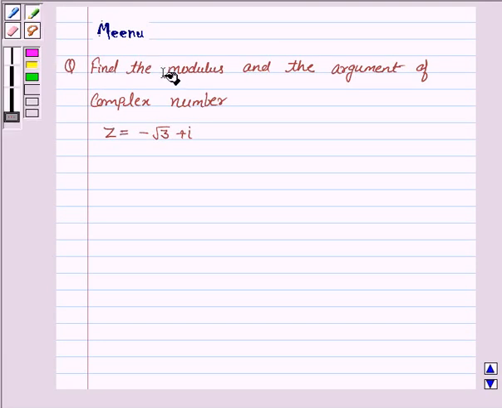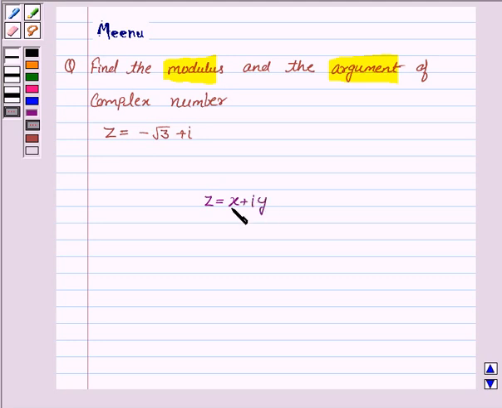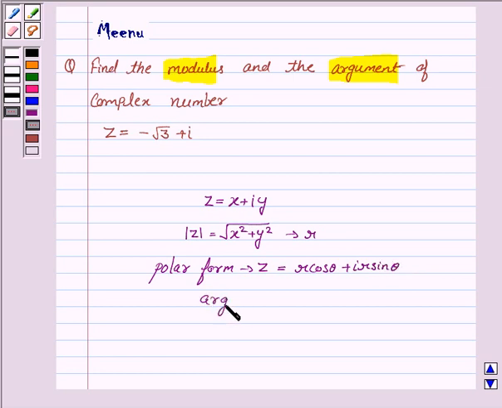It says, find the modulus and the argument of the complex number. So let us first write what is the modulus for a complex number z. If z is a complex number x plus iota y, then the modulus of z is equal to under root of x square plus y square, and that is denoted by r. In the polar form, z is equal to r cos theta plus iota r sin theta, and the argument of z is given by theta. So this is the key idea behind this question.